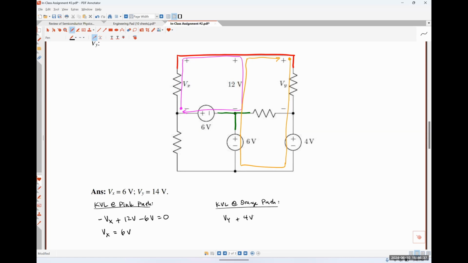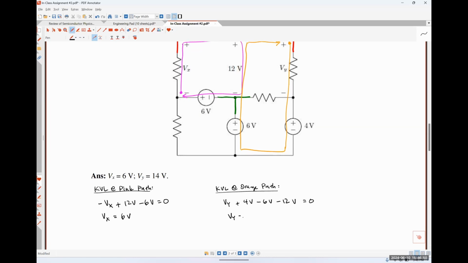All right. Minus 6V. Minus 12V. Equal to 0, okay? And so we can rearrange that really quickly. So 12 plus 6 minus 4, so 18 minus 4 is 14 volts. And there we go.